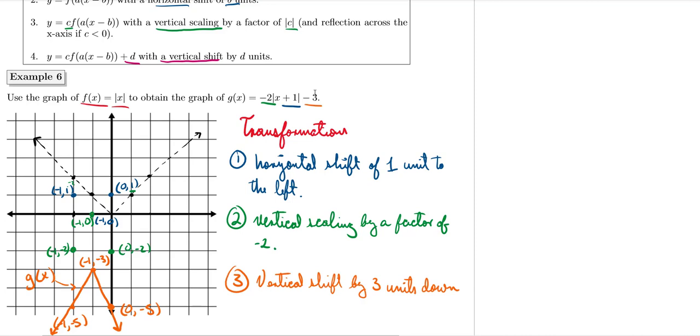So remember, first thing to note was there was no multiplication to the x inside the absolute value. There was only an addition of 1. So that's why we did a horizontal shift of 1 unit to the left, the opposite direction. Then there was a multiplication by negative 2 to the y values, so it was a vertical scaling by a factor of negative 2, or alternatively could have said a vertical scaling of 2 with a reflection across the x-axis. And last but not least, the minus 3, which was the vertical shift by 3 units down. So now let's see how this one compares in Desmos.